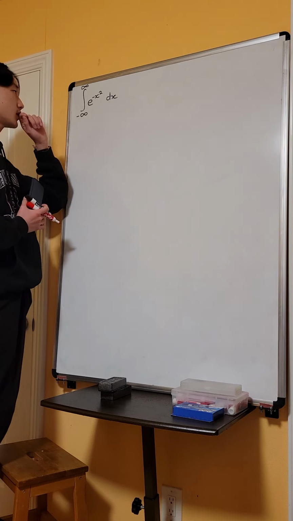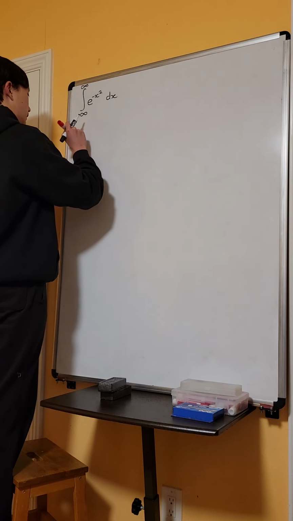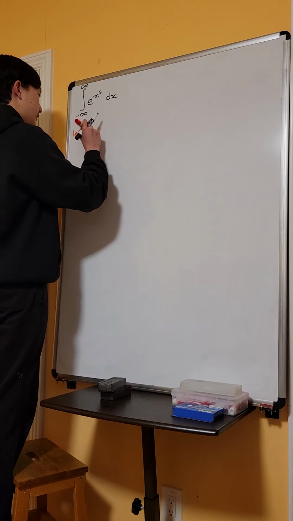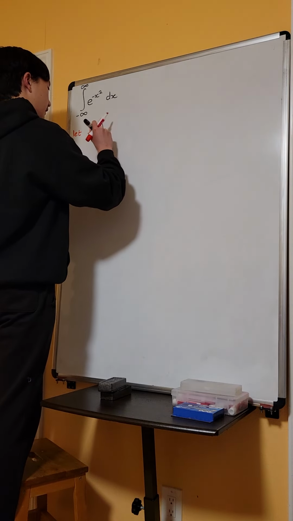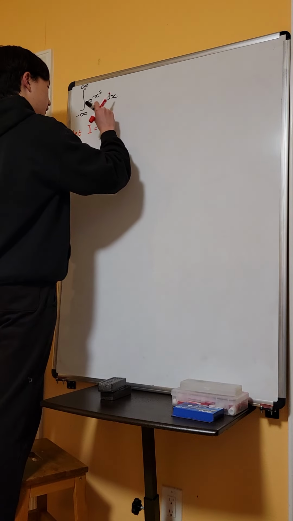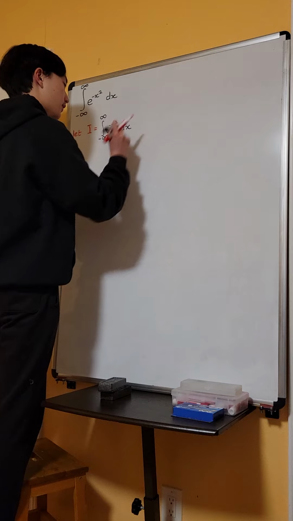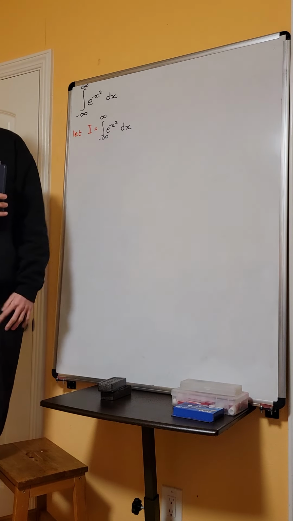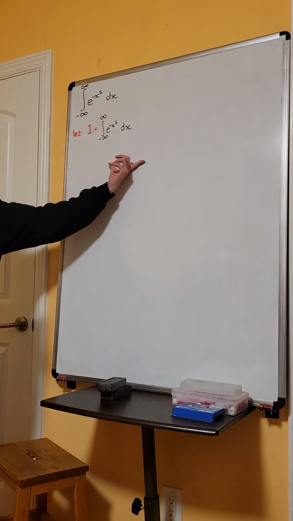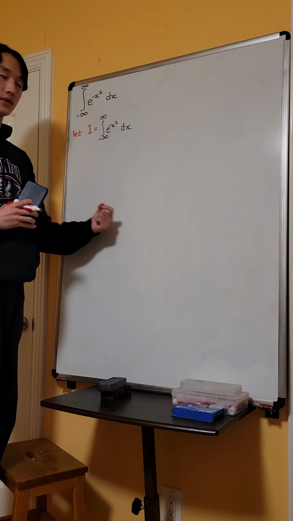Now, the way we do this is we would call this I, right? So let I equal this integral we have here: the integral from negative infinity to infinity of e to the negative x squared dx. Since both of the bounds are numerical values, this is just a number. And if we square it, then it's just multiplying it with itself.